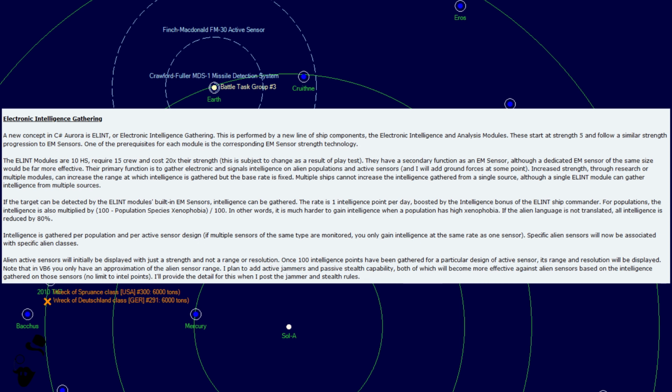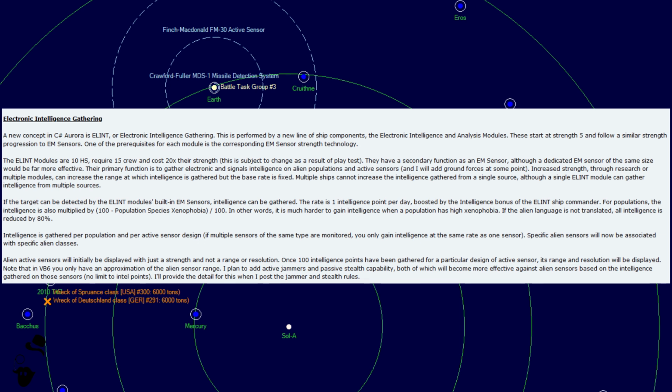For populations, the intelligence is also multiplied by 100 minus population species xenophobia, divided by 100. In other words, it is much harder to gain intelligence when a population has high xenophobia. If the alien language is not translated, all intelligence is reduced by 80%. After all, you can't exactly understand them if you don't understand their language. Intelligence is gathered per population and per active sensor design. If multiple sensors of the same type are monitored, you only gain intelligence at the same rate as one sensor.